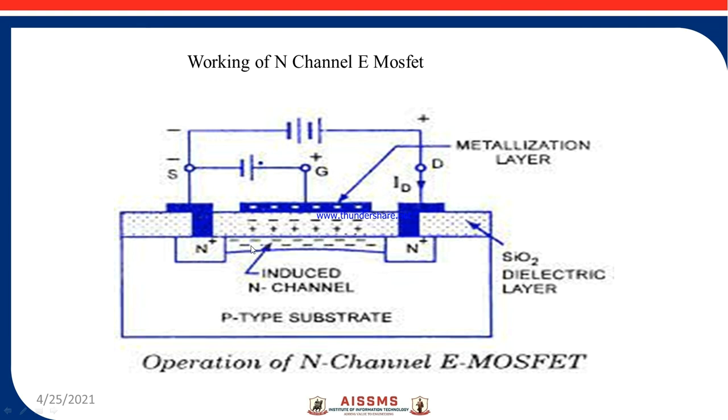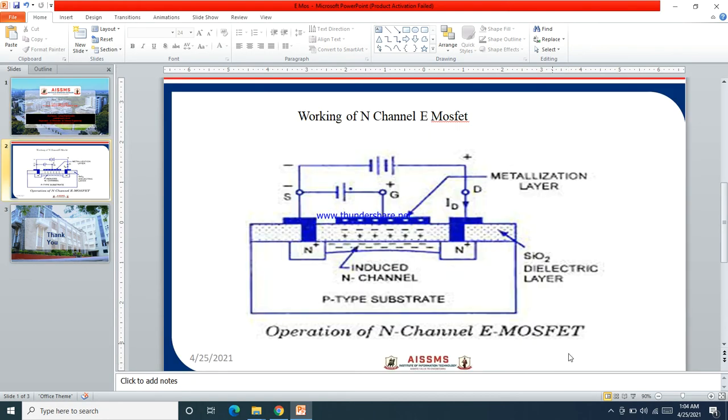The channel becomes wider and wider, and the current through the N-type source goes on enhancing, or increasing, and the substrate region gets reduced. This indicates that the current in the device is increasing, that is, enhancing, and hence the name enhancement MOSFET. This is all about the working of the N-channel eMOSFET. Thank you very much.